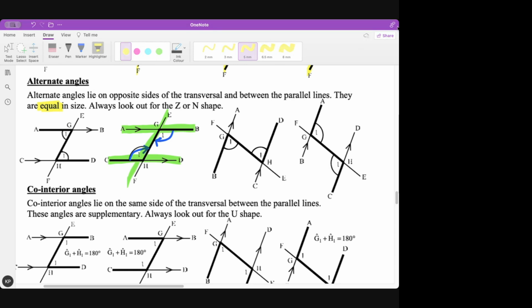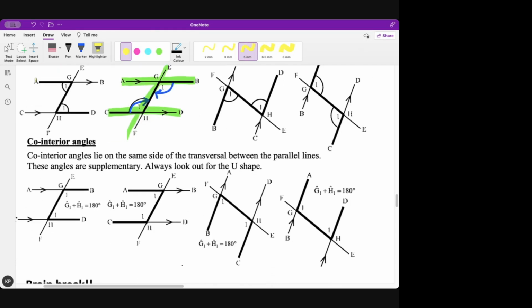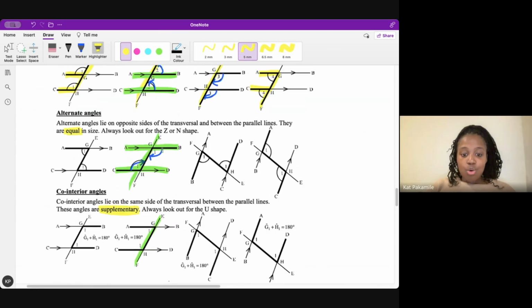And then my last one is co-interior angles. These ones lie on the same side of the transversal, so they're either both on the left-hand side of my transversal or on the right-hand side, and also between the parallel lines. Now, these angles are not equal, but they are supplementary, so they add up to 180 degrees. Okay, so this is where we're going to take off in the next lesson.